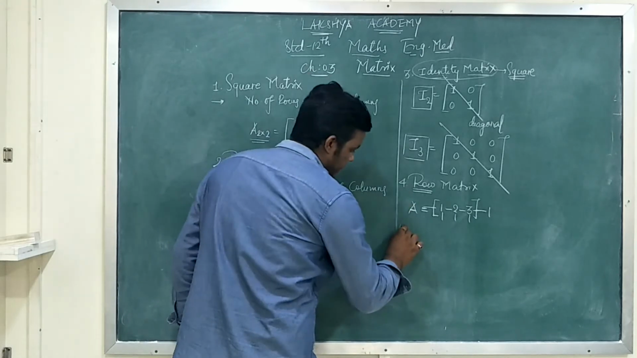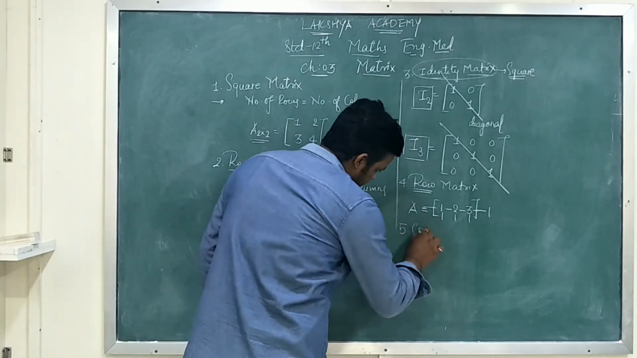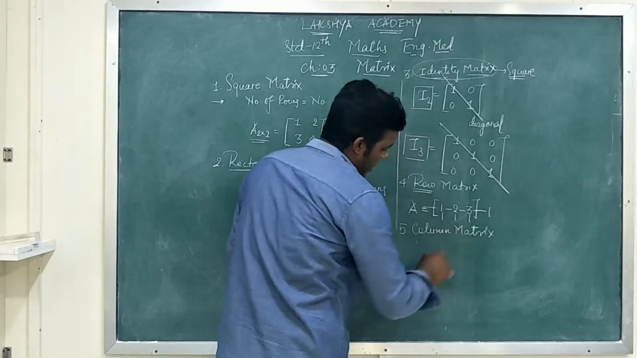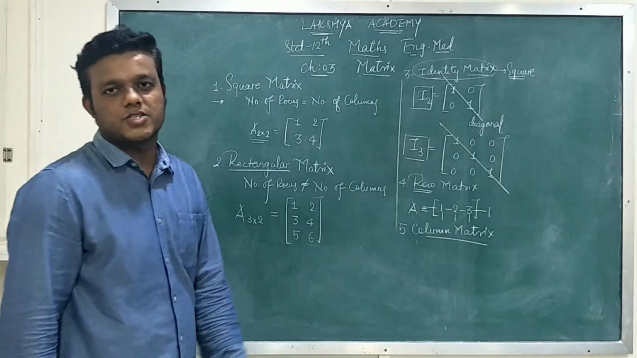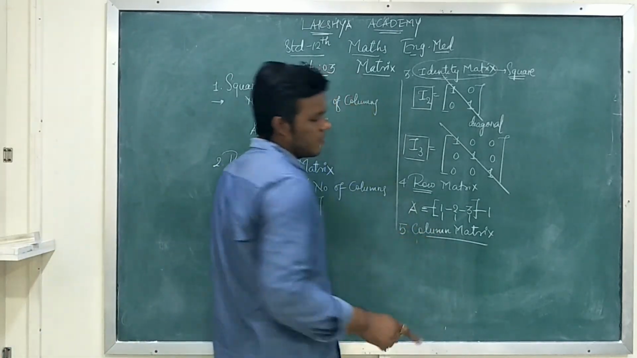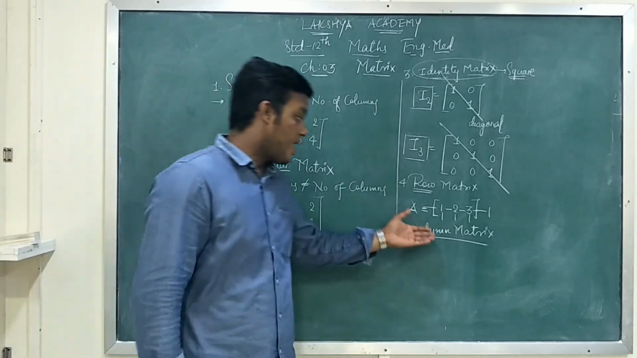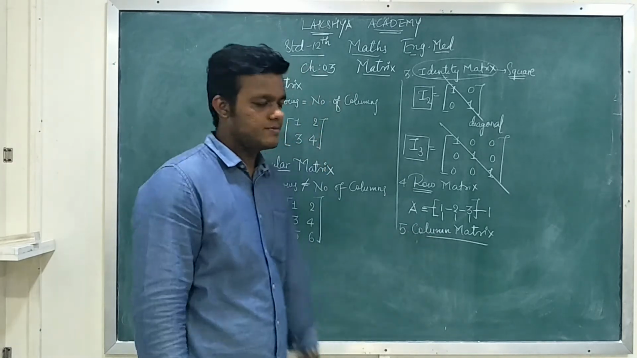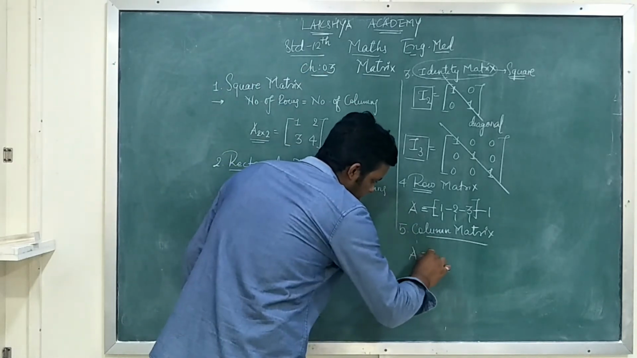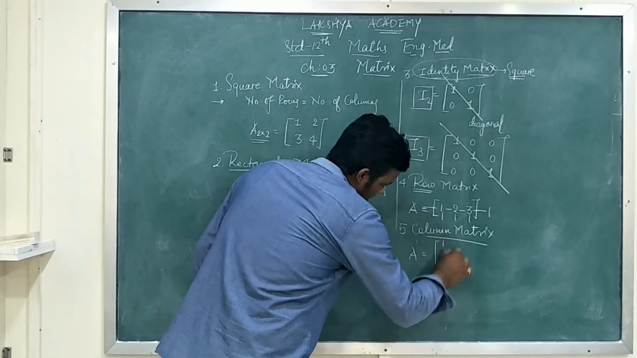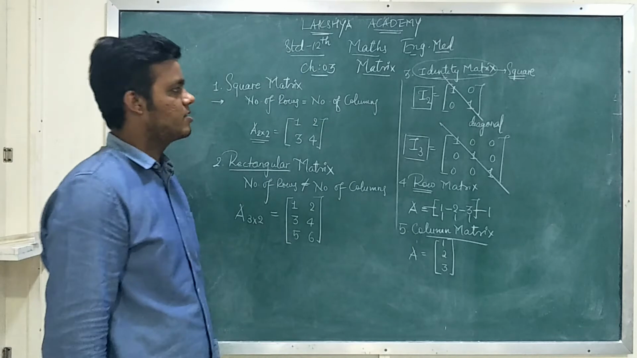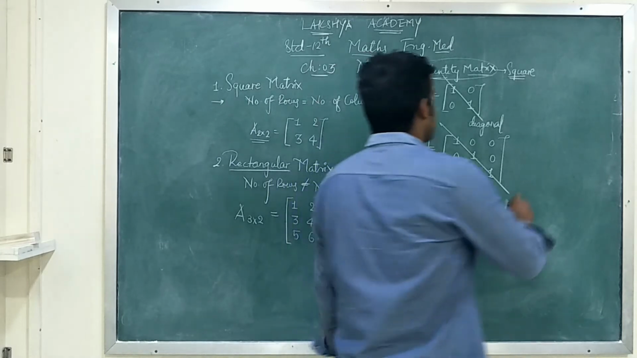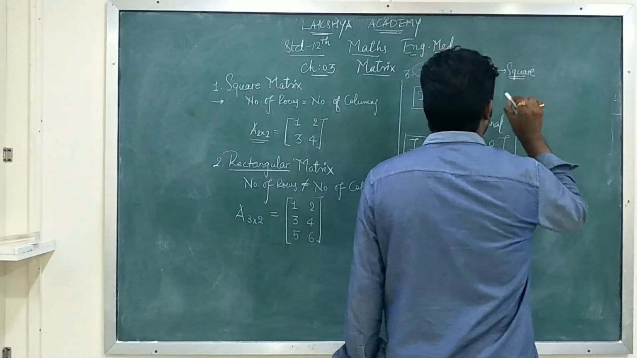Now same as this, the fifth type is column matrix. Now you can make out the definition of column matrix, which is that it should have only one column. It may have more than one row, but it should have only one column, right? The example of a column matrix is 1, 2, 3. Here you can see it has 3 different rows, but only one column, right?